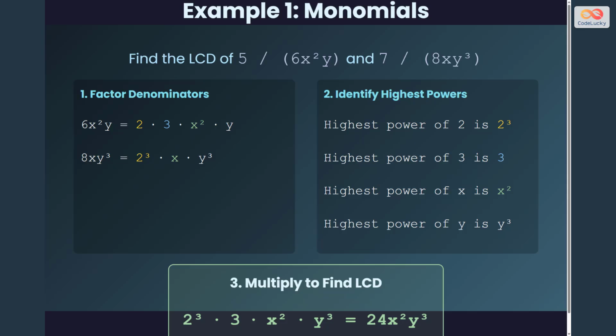The highest power of 2 is 2 cubed. The highest power of 3 is 3. The highest power of x is x squared, and the highest power of y is y cubed. Multiplying these all together gives us our LCD, 24x squared y cubed.